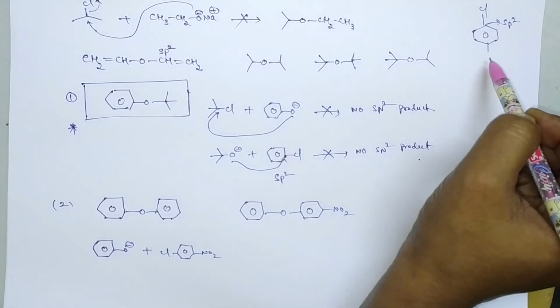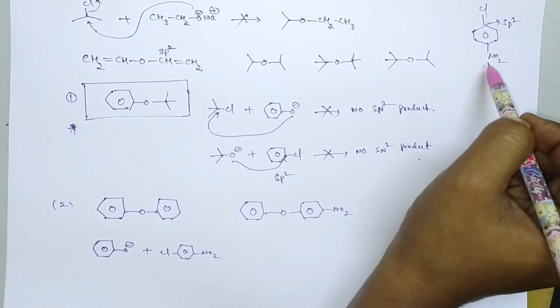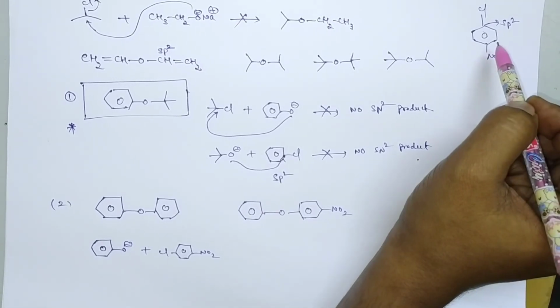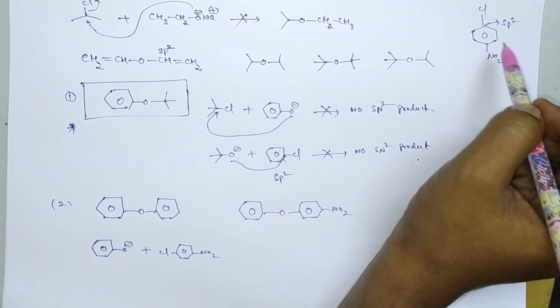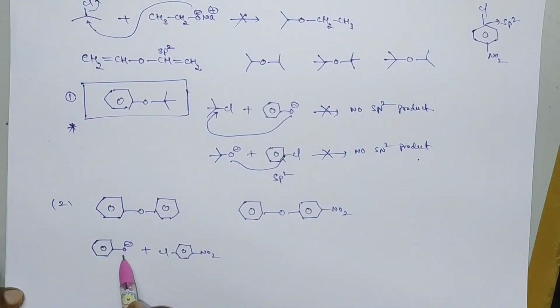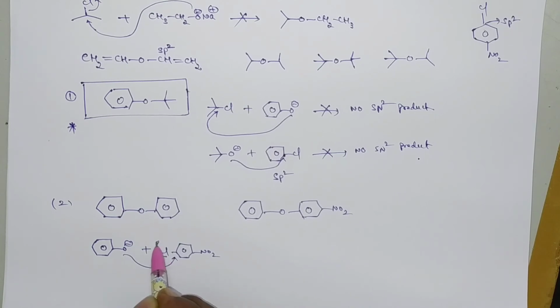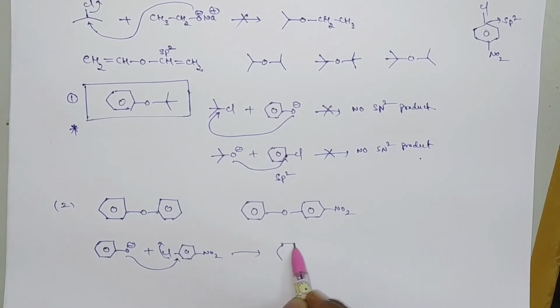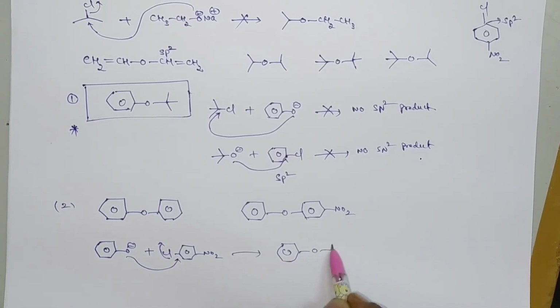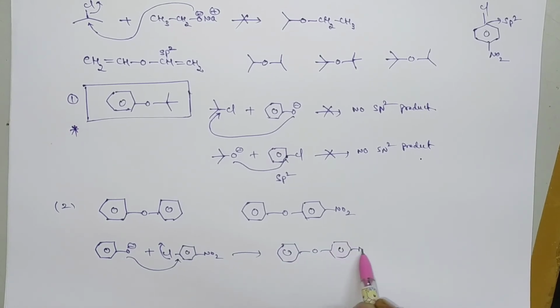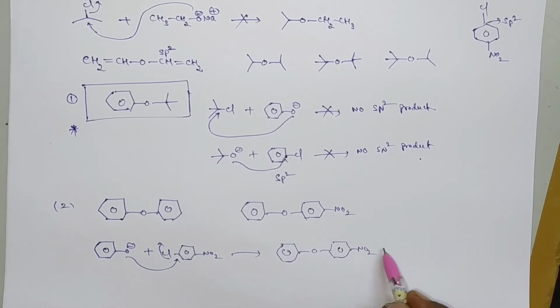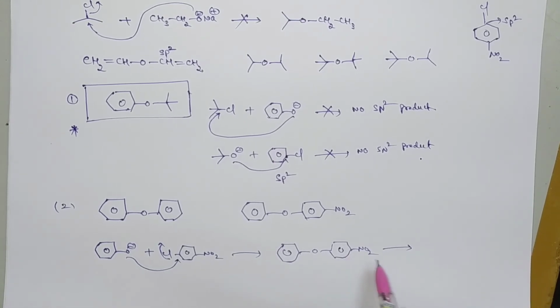Whenever the para position is substituted with an electron withdrawing group, then the AR-SN2 reaction takes place. That's why this nucleophile can approach this carbon and this chlorine will leave. Then we can produce this para-nitro product.